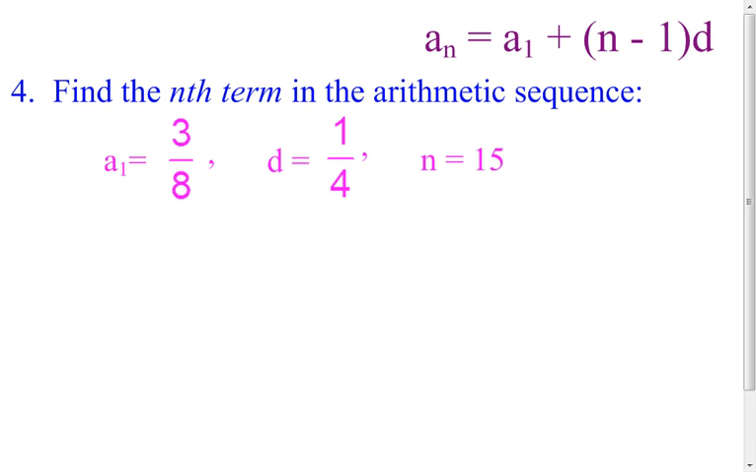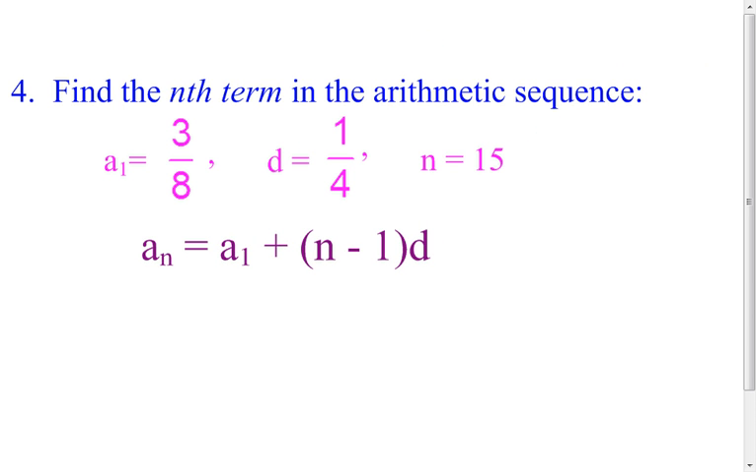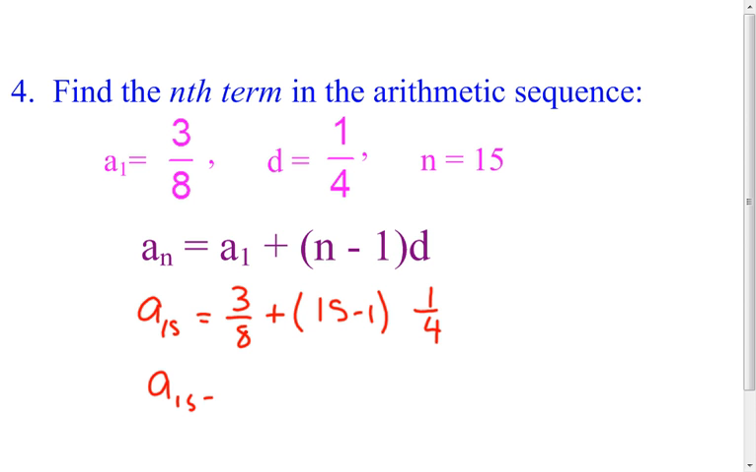Okay, the next one is very similar. We just have a fraction, so I don't want you to freak out about that. Okay, I'm using this formula right here. The first term it tells me is 3/8, so I will plug in 3/8 into the first term. My common difference is 1/4, so I will plug that in. And n is 15, so I will take 15 minus 1. And this is again asking me to find the 15th term on the list. Okay, so the 15th term on the list is 3/8 plus 15 minus 1 is 14 times 1/4.